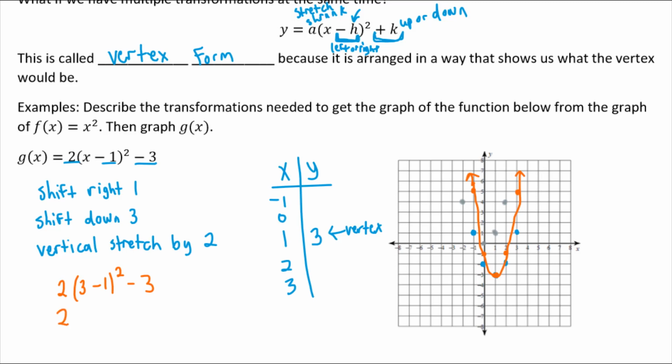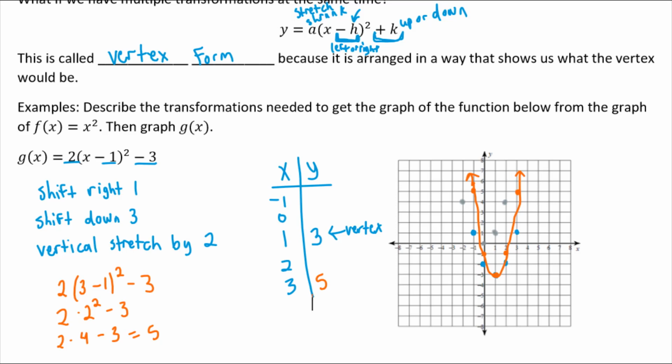3 minus 1 is 2. Then you want to square 2. Then you want to multiply by this 2 and then subtract 3. So 8 minus 3 is 5. So when I plug in 3, I should get 5, and that is what I had. These are our 2 basic ways, given vertex form, that we can go about trying to graph these functions.